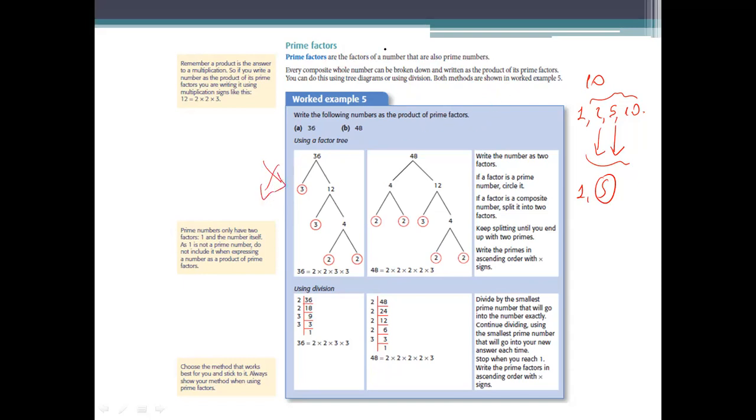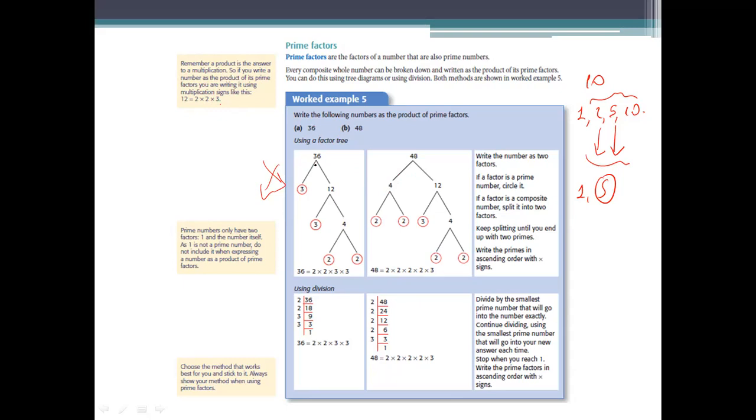So remember, the product is the answer to a multiplication. If you write a number as the product of its prime factors, you are writing it using multiplication signs, like this. 12, for example. The prime factors of 12 are 2 times 2 times 3, which is 12. And let's check it here. We have some questions with solutions. Write the following numbers as the product of prime factors.